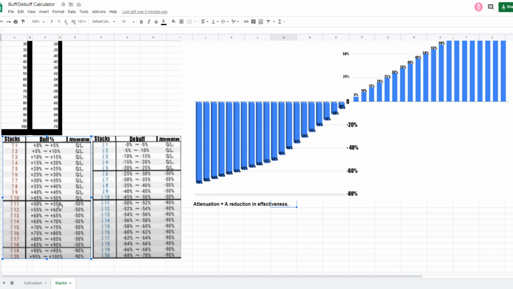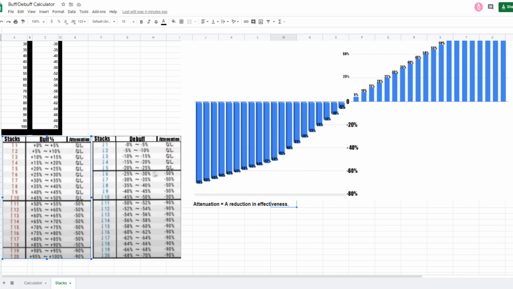Once you are at the 11th stack to the 18th stack, you receive a 50% reduction in buffing power, basically. And then for the final 2 stacks, you receive a 90% reduction. So the final 2 stacks will be the hardest for you to actually be able to get.